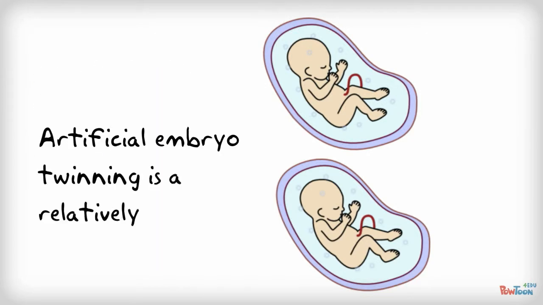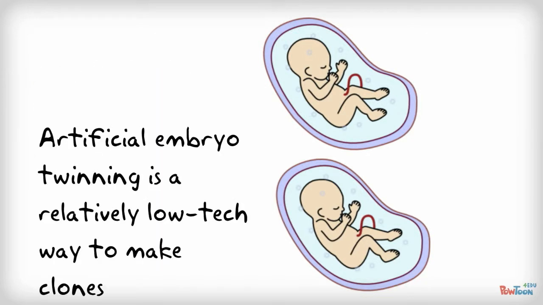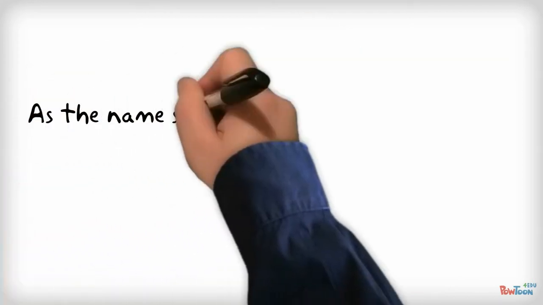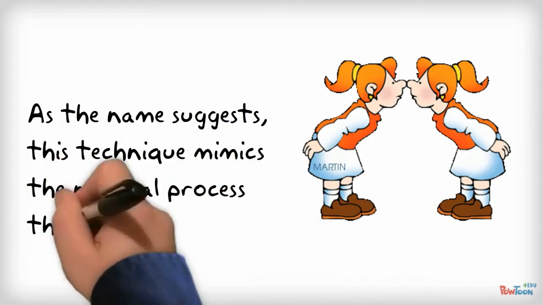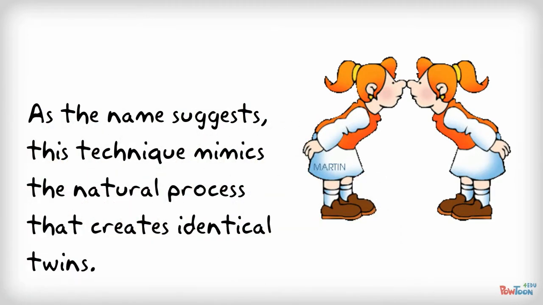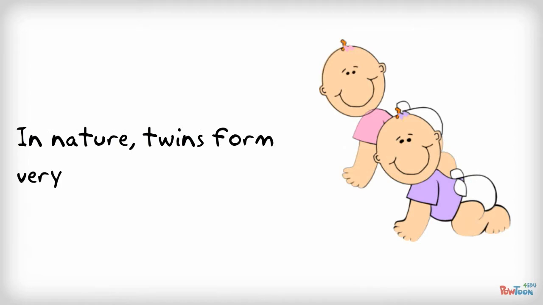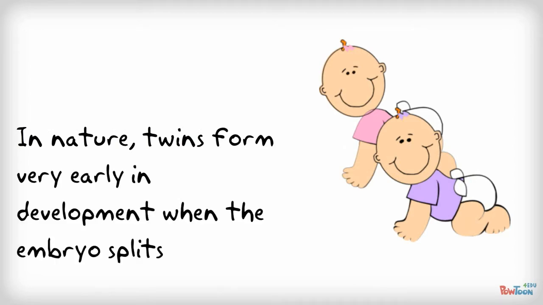Artificial embryo twinning is a relatively low-tech way to make clones. As the name suggests, this technique mimics the natural process that creates identical twins. In nature, twins form very early in development, when the embryo splits in two.